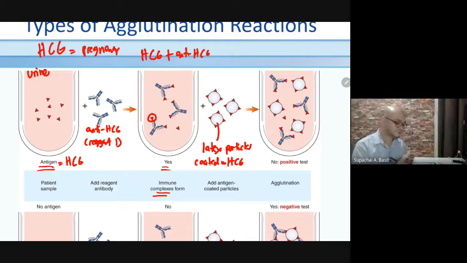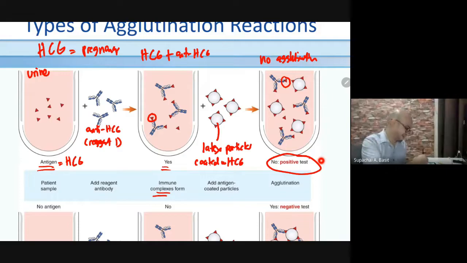However, they will not actually clump because all of the antibodies are already busy with the HCG coming from the patient. So there is no agglutination. No agglutination is a positive test because HCG is present. Ibig sabihin, the patient is pregnant.